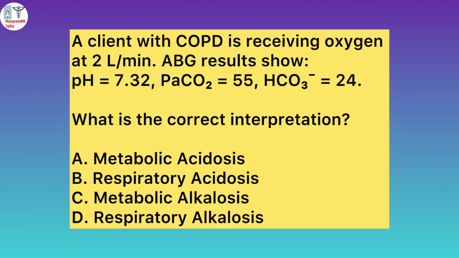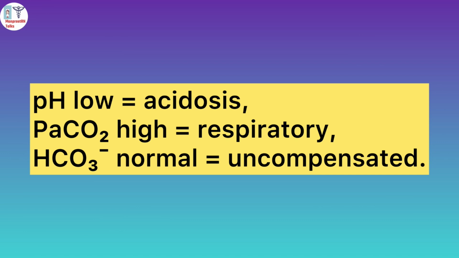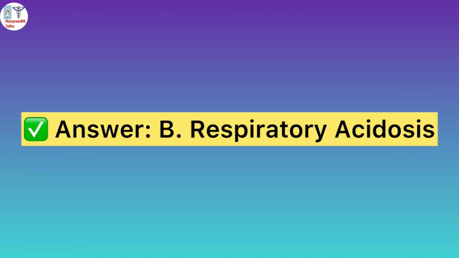So next question: a client with COPD is receiving oxygen at 2 liters per minute. ABG results show pH 7.32, PaCO₂ 55, and bicarb is 24. What is the correct interpretation? Let's solve this. pH 7.32 is low, so it means acidosis. PaCO₂ is 55, that is high, so it means respiratory. And bicarb is normal, so uncompensated respiratory acidosis. I have already discussed that this is commonly seen in COPD patients.